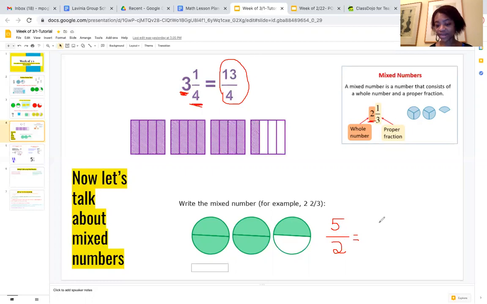So 5 divided by 2 is 2. So there are 2 wholes. The denominator always stays the same. And then we have 2 times 2 gives us 4, plus 1 gives us 5. So 1 becomes the numerator. So here we have 2 wholes. Here's 1 whole, here's a second whole, and then here is half of a whole. So we have 5 halves is equal to 2 and a half.